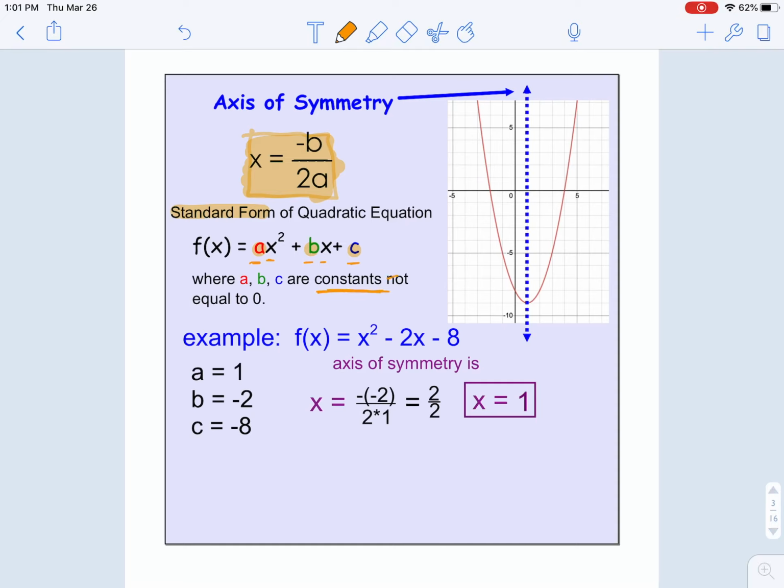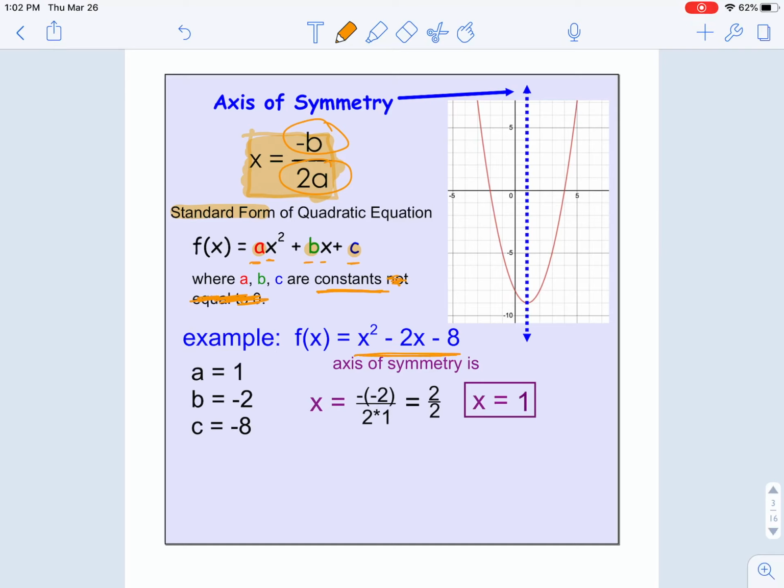A, b, and c are constants. It shouldn't say not equal to 0 because they could be equal to 0. Don't worry about that part right now. Those are constants. What's a constant? It's just a regular number, positive or negative. So to find that axis of symmetry, I want negative b over 2 times a.